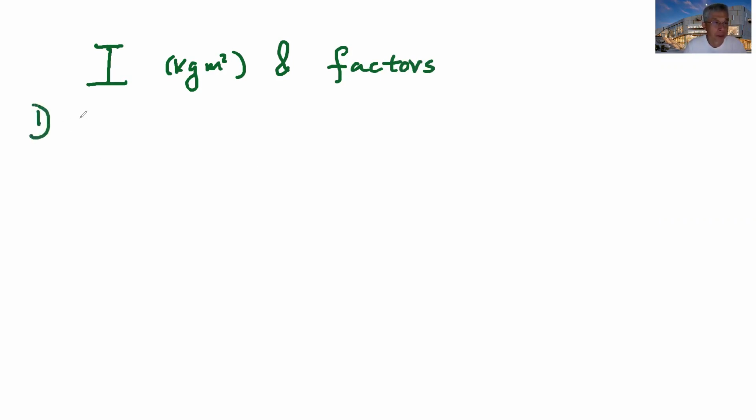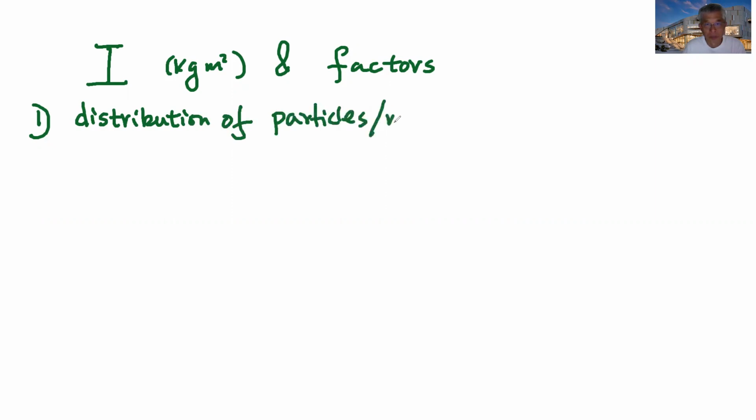One is the distribution of mass of the particles, the distribution of mass in this 3D object. And two is the geometry. So what kind of shape is your object? This I is for an object, for a 3D object. Keep that in mind.